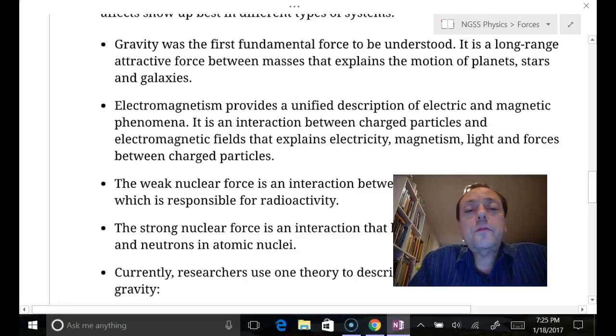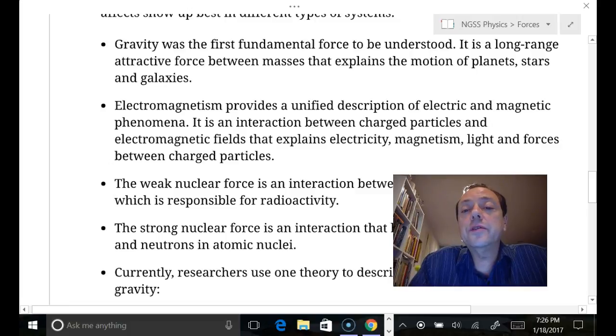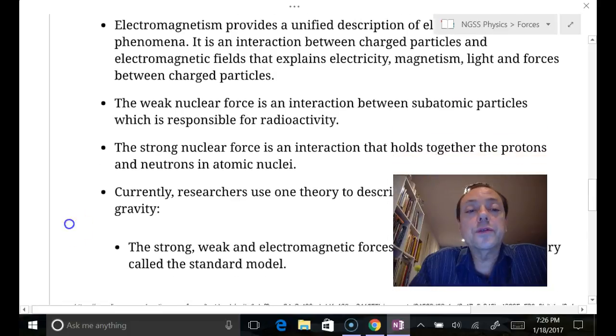Electromagnetism provides a unified description of electricity and magnetism. At one point in the past, people thought that the two phenomena were different. They're actually the same thing. It is an interaction between charged particles and electromagnetic fields that explains electricity, magnetism, light (yes, light is electromagnetic radiation), and forces between charged particles.